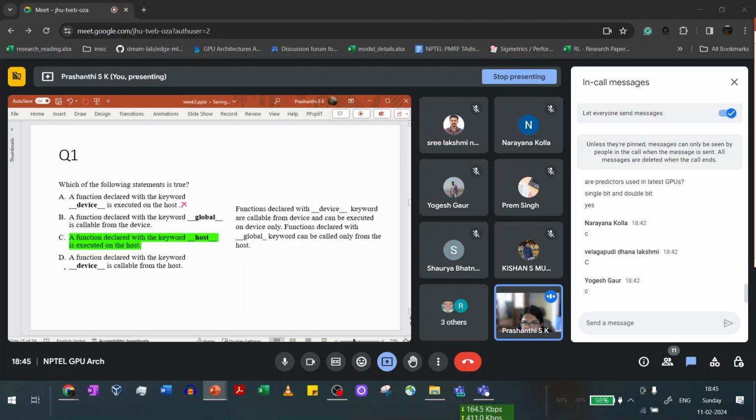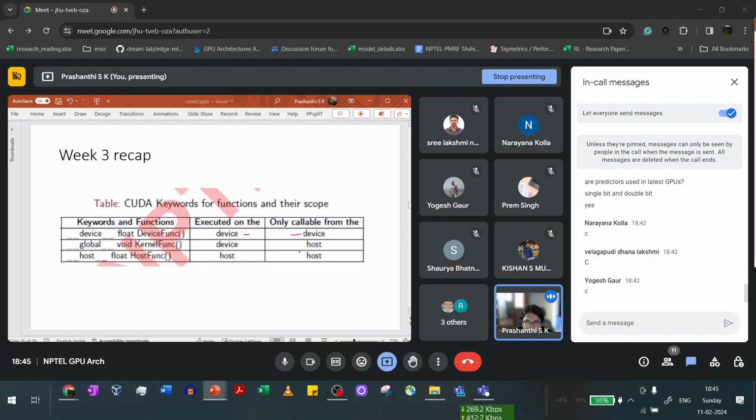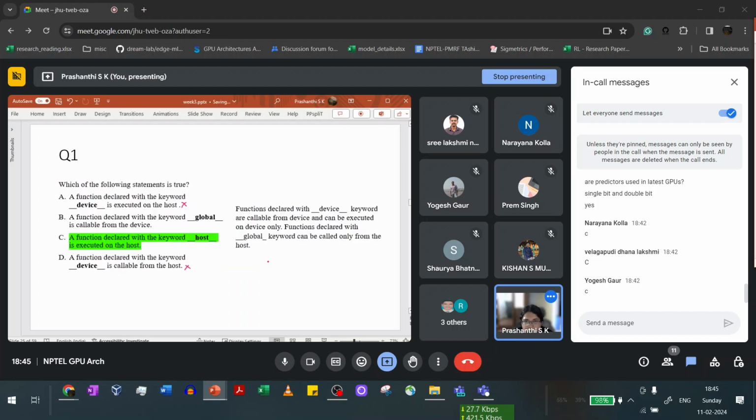A function declared with the keyword device is callable from the host. Again, no. A function declared with the keyword global is callable from the device. Again, no, it's only callable from the host, as you can realize by looking at this. A function declared with the keyword host is executed on the host. That is the correct answer. Any doubts here?